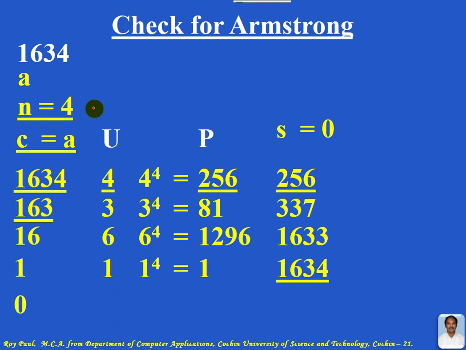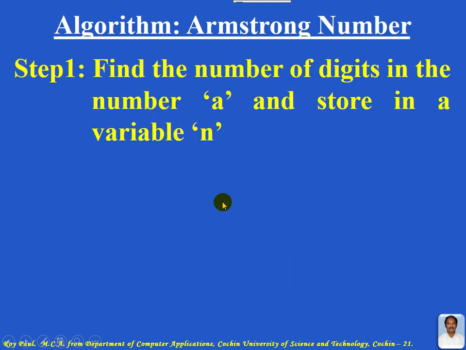What is step 1 of the algorithm? You should find the number of digits in variable a. Isn't it? Here n is equal to 4. So you can write step 1 of the algorithm: find the number of digits in the number a and store it in a variable n. So that is step 1.